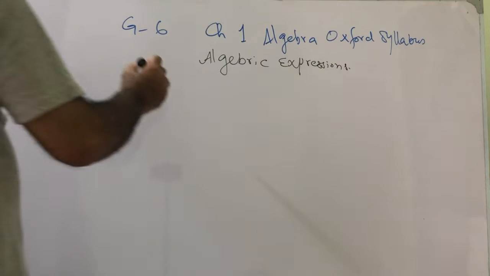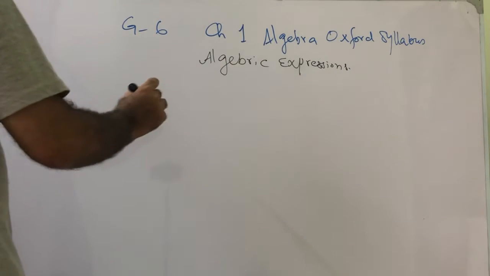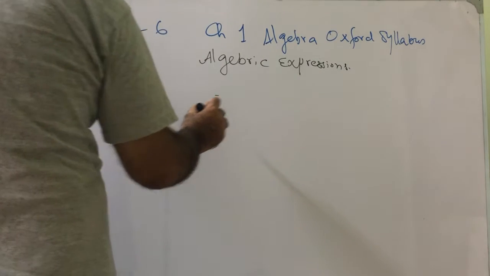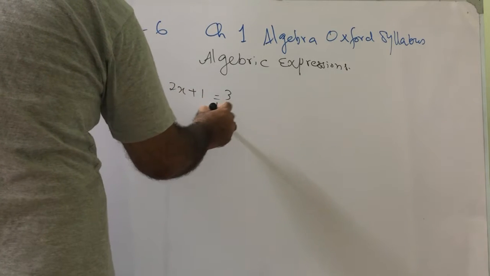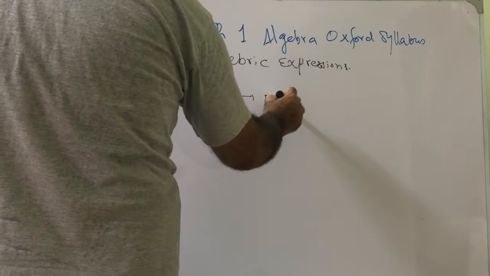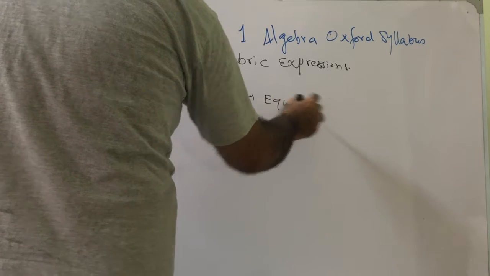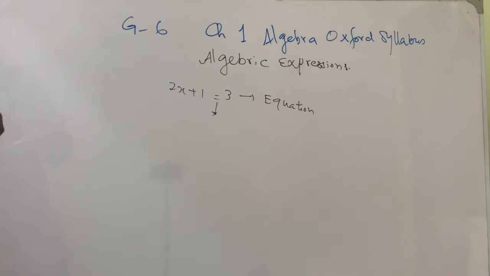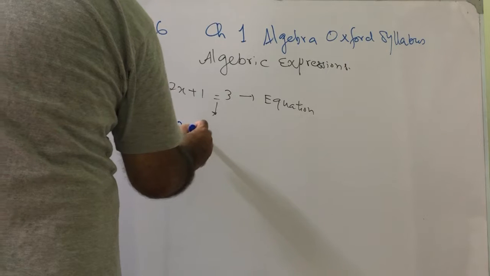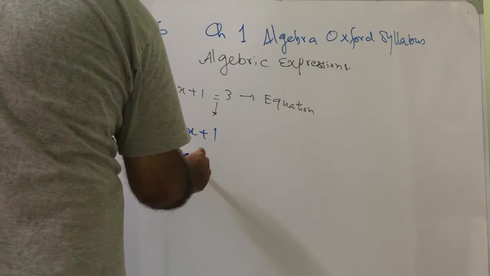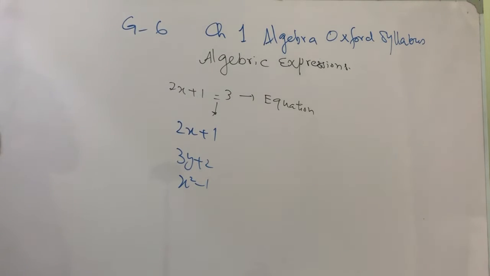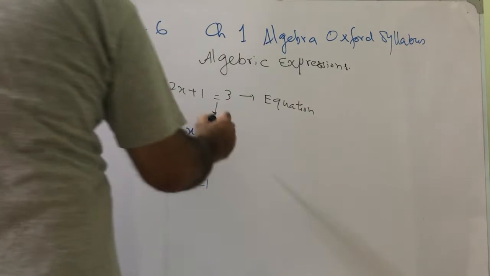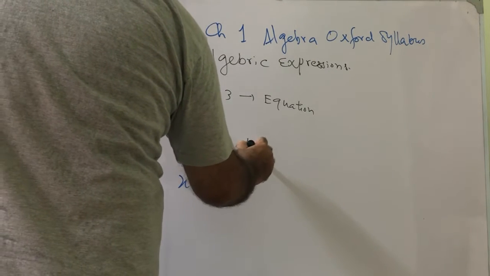the equation. In any question, if equal sign is given, right, 2x plus 1 is equal to 3, this equal is given, so this is called equation. But if you find only 2x plus 1, 3y plus 2, x squared minus 1, there is no equal sign here, so these will be called expressions.